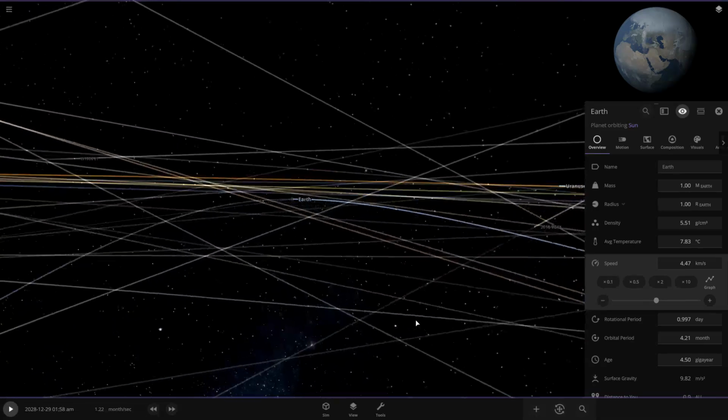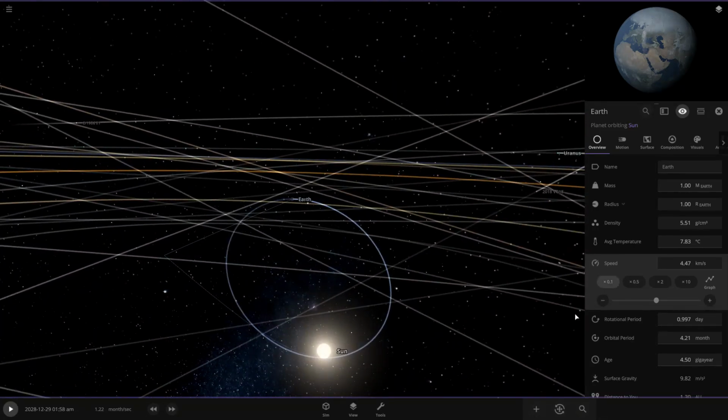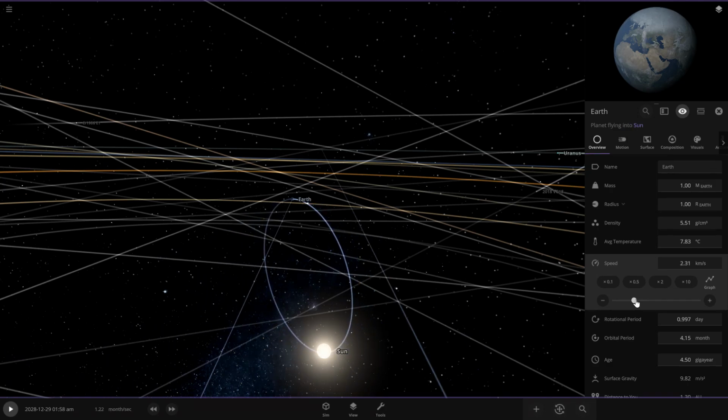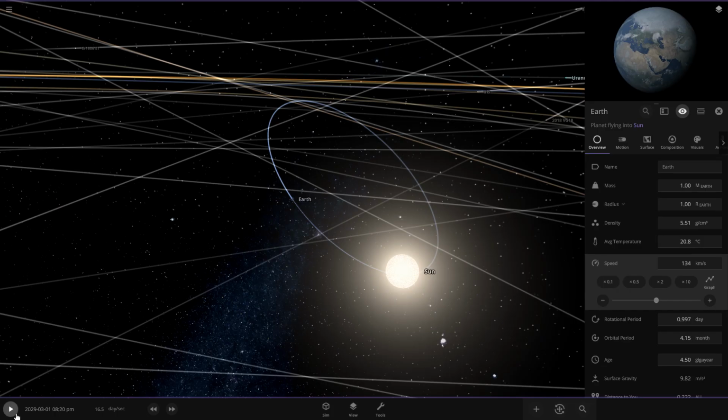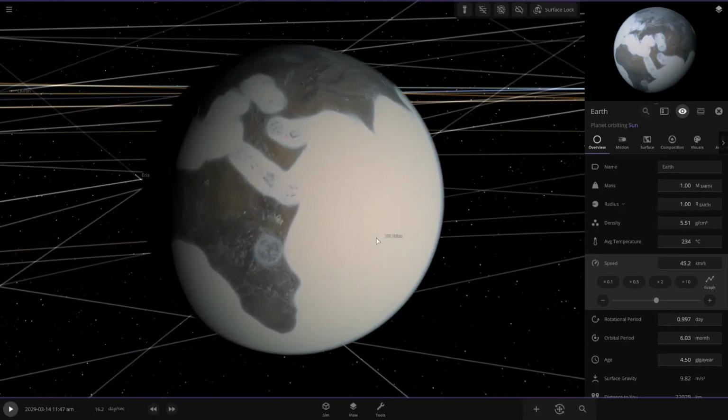But what this all boils down to is, even at 4 kilometers per second, it still won't crash into the sun. You have to get that pretty much all the way down to 0. And I mean, that'll crash into the sun. Or not? I mean, it kinda did.